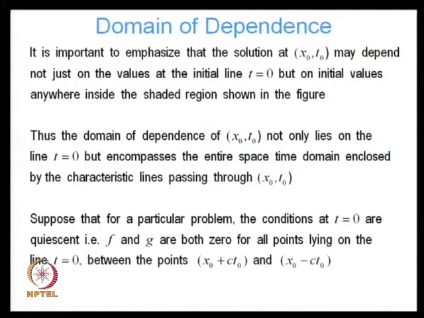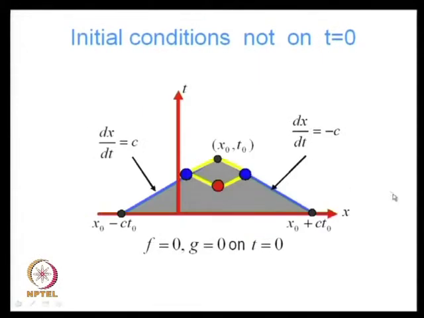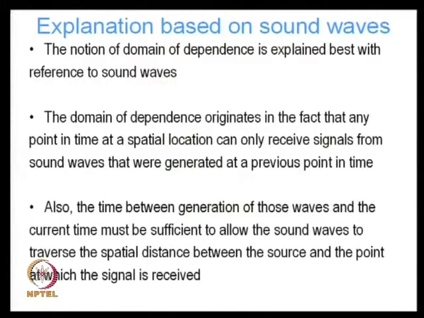But it is important to emphasize that the solution at x 0 t 0 may depend not just on the values at the initial line t equal to 0, but on initial values anywhere inside the shaded region. So, basically what I mean is this: x 0 t 0 depends on the initial conditions between here and here, and x 0 minus t 0 depends on initial conditions here. But then suppose, okay, I think we will come to that a little later, but let us go through this first.